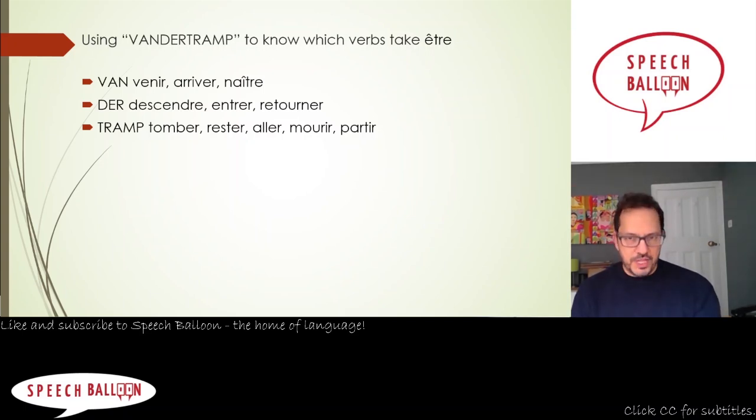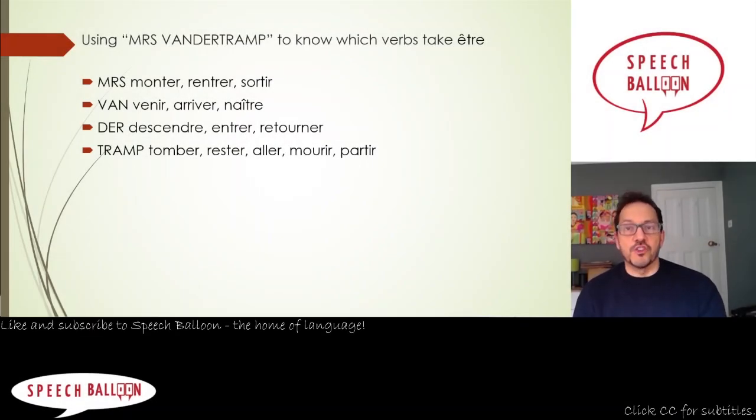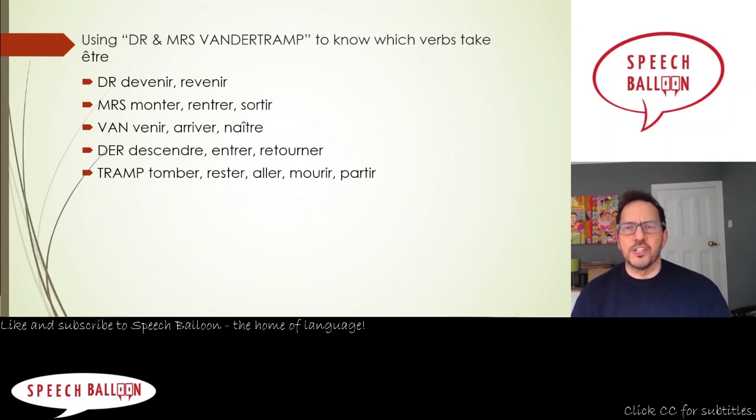The first issue here is that this only covers 11 verbs. Advent covers 12. So Vandertramp has been extended to Mrs. Vandertramp. Now we have 3 extra verbs. Mrs. Monter, rentrer, sortir. Now Mrs. Vandertramp is winning. 14 verbs to Advent's 12. But still, we're not quite there. And so Dr. and Mrs. Vandertramp adds 2 more. Doctor, devenir, revenir. Now it's 16 verbs to 12.